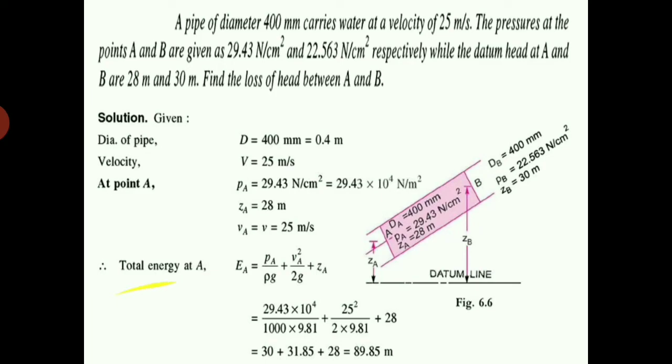So let us calculate the total energy at section A. So total energy at section A is equal to PA by rho g plus VA square by 2g plus ZA. So at section A, the pressure is 29.43 into 10 to the power 4 divided by 1000 into 9.81 plus 25 square, which is the velocity given to us, divided by 2g plus 28, that is the Z at section A. Therefore, we are getting the answer, that is 89.85.